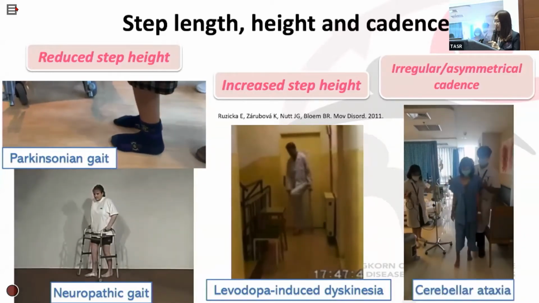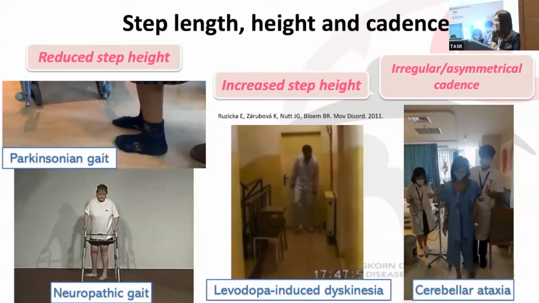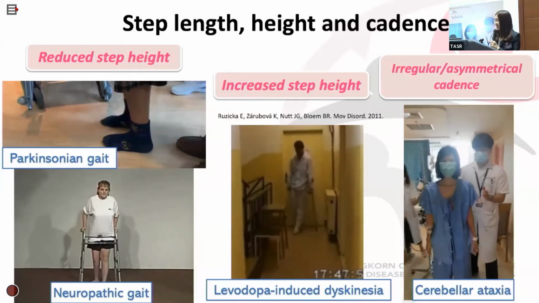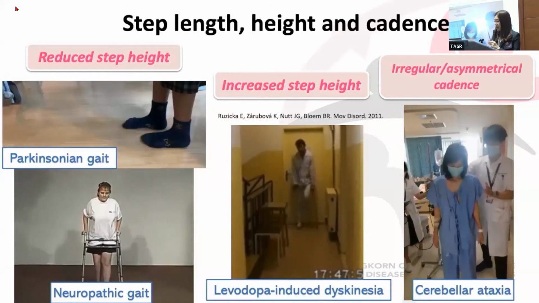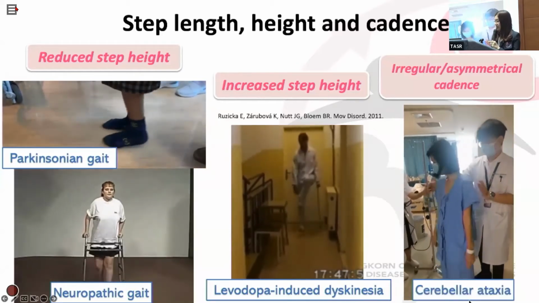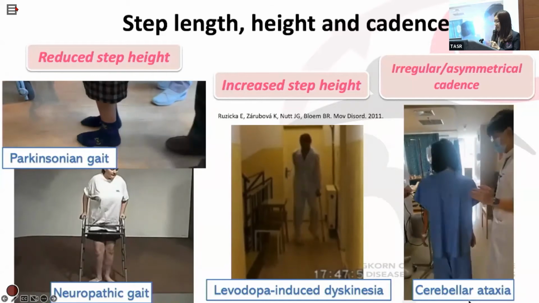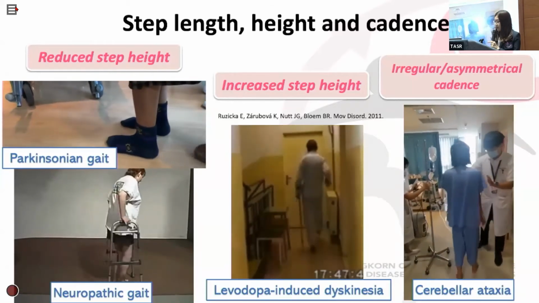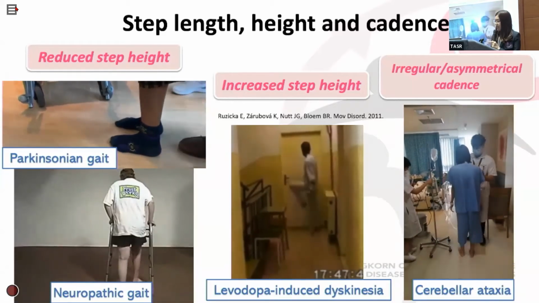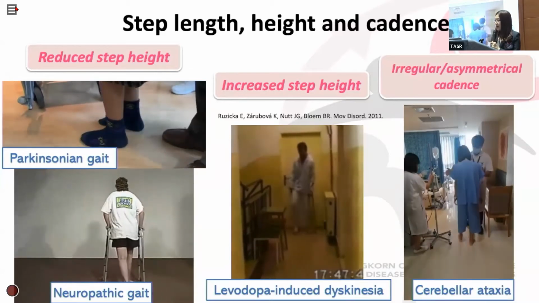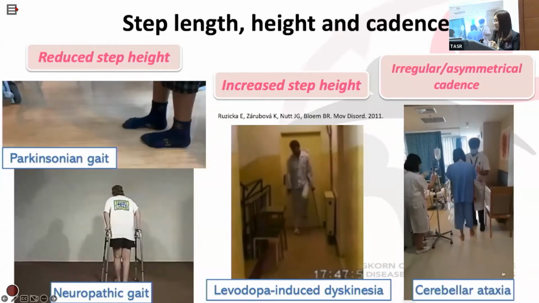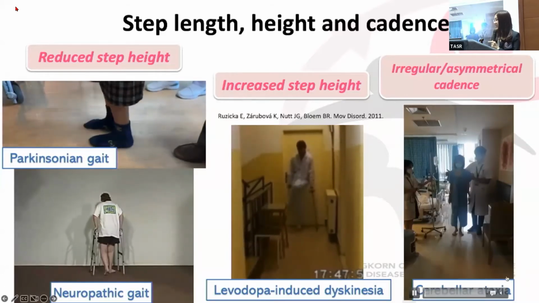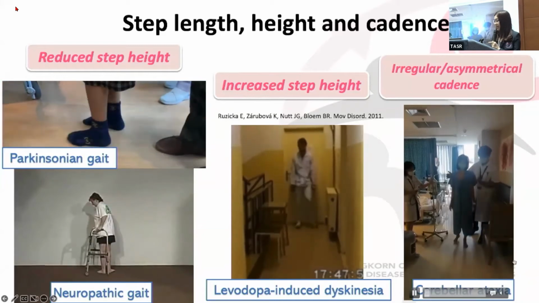For the last video is the patient with cerebellar ataxia. You will note that this patient has irregular or asymmetrical cadence, or you see that the steps of the patient are very irregular, which can be found in cerebellar ataxia. Sometimes this type of abnormality is also found in patients with psychogenic gait.